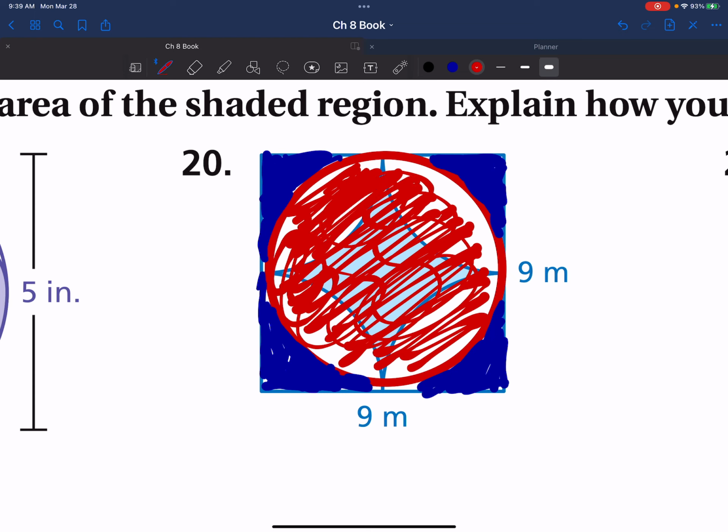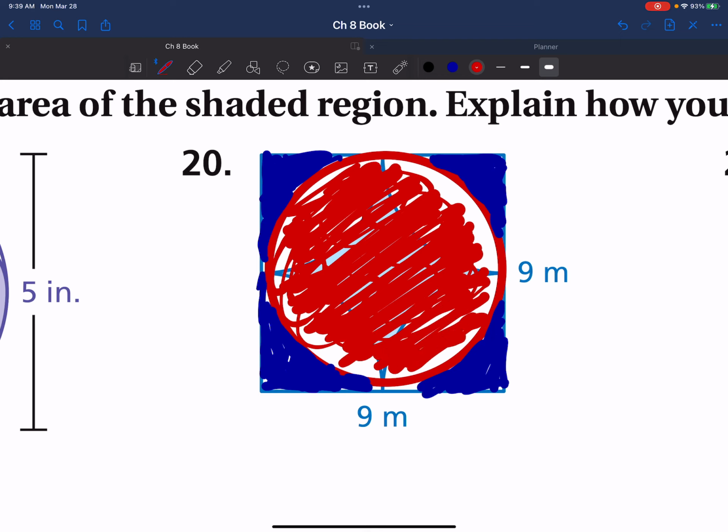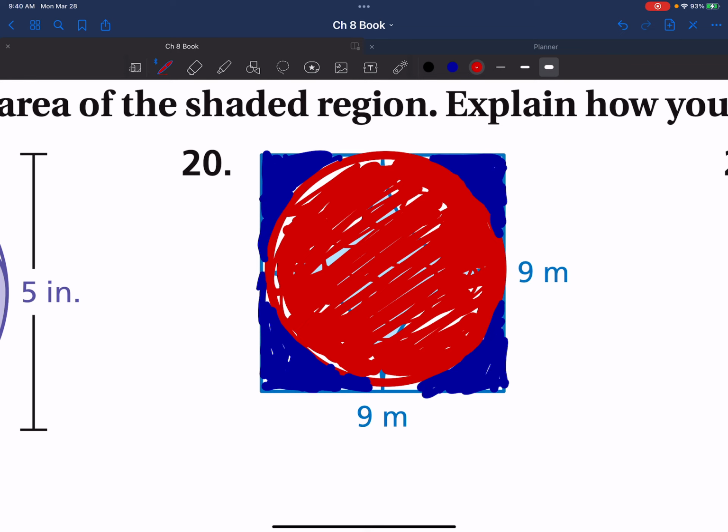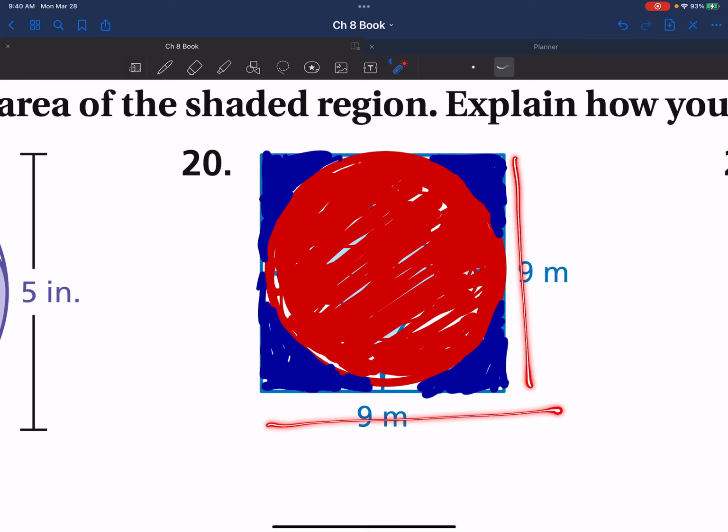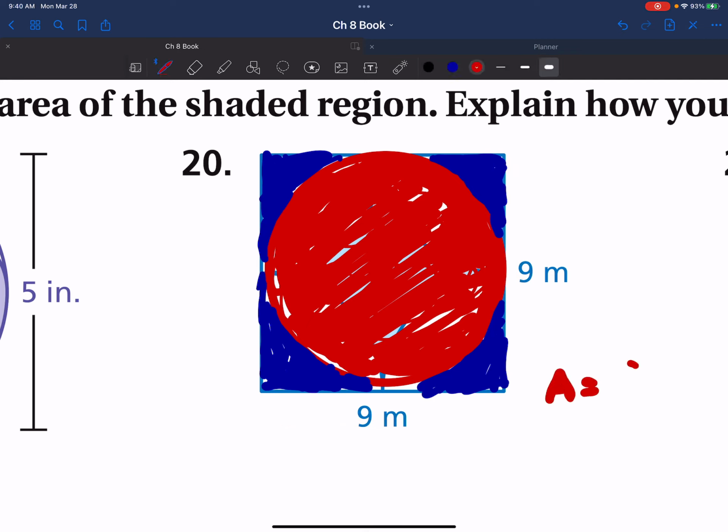I know that this is hard to see because I've made it kind of messy, but I'm hoping that now that I've changed the picture a little bit, you can see exactly how we're going to do this. So first of all, what is the area of just the square? The square is 9 by 9. So 9 times 9 is 81. So the area of the square is 81 meters squared.